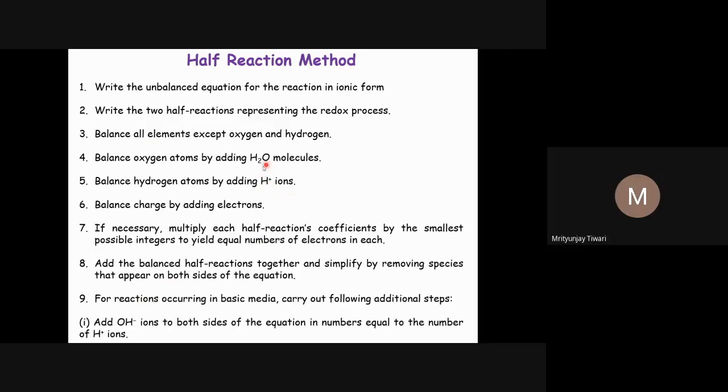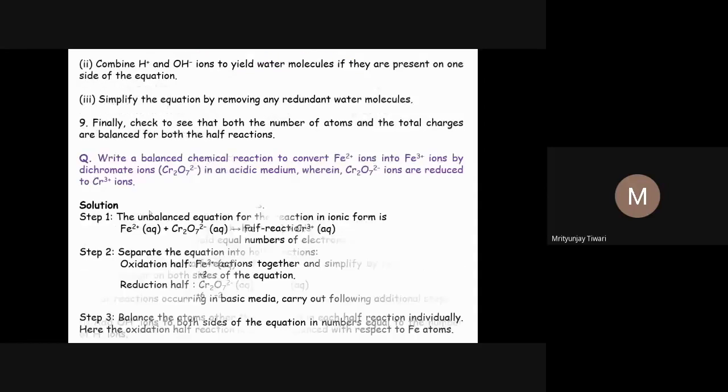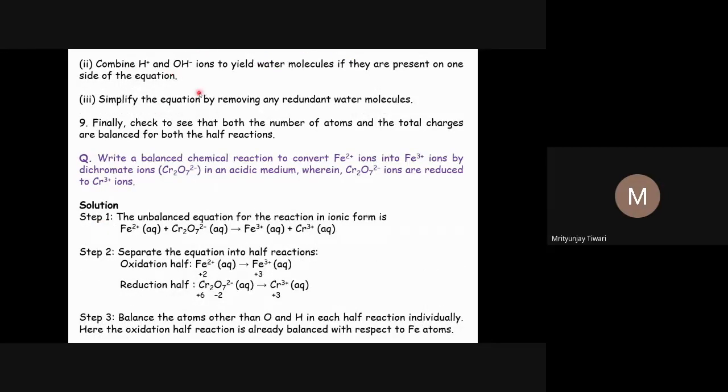And usually the ionization constant of water is very small, it's 10 to the power minus 14. So whenever the H plus ions and OH minus ions are on the same side of the reaction, we combine them to obtain the same number of water molecules. So we combine H plus and OH minus ions to yield water molecules if they are present on one side of the equation. These rules we will understand further with examples, and then simplify the equation by removing any redundant water molecules.